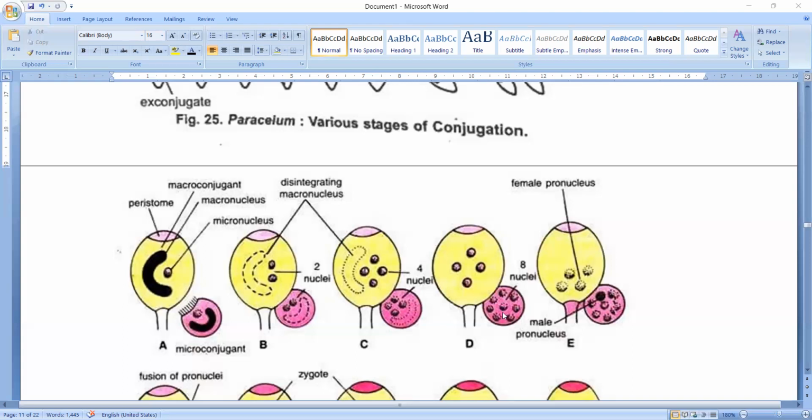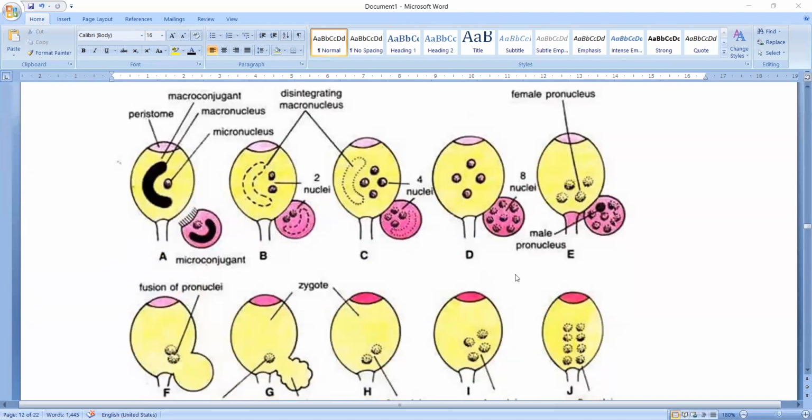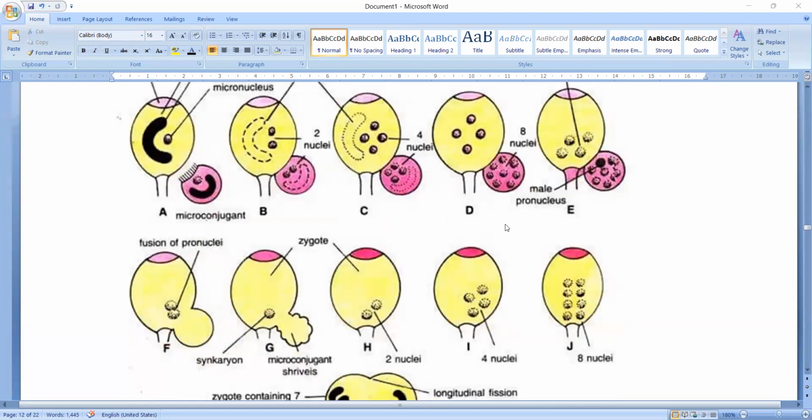Here this male one is completely absorbed by its conjugate. It absorbs it inside. Now, of the remaining nuclei, only the micronucleus remains, and the macronuclei have disappeared.